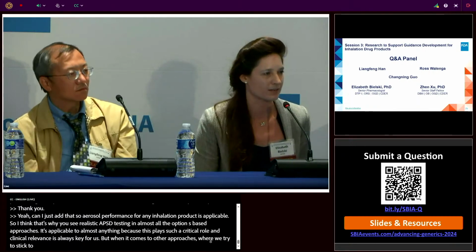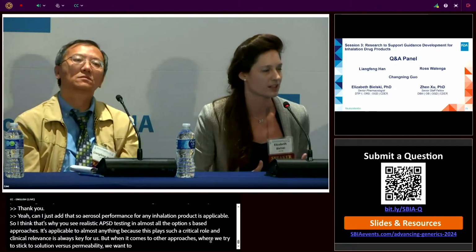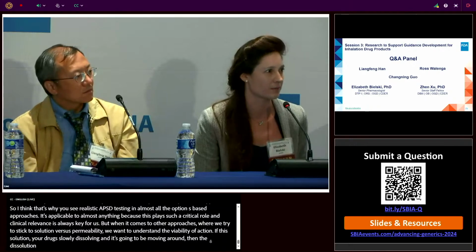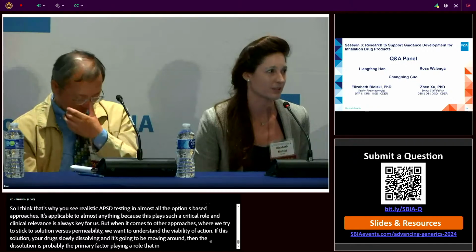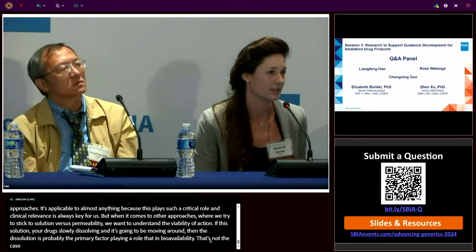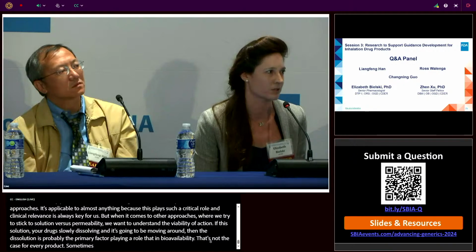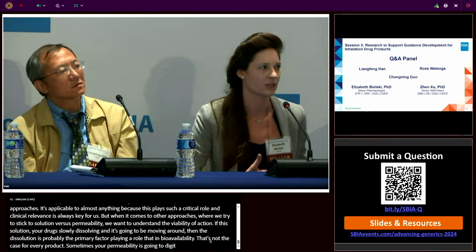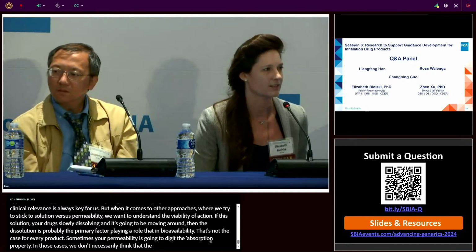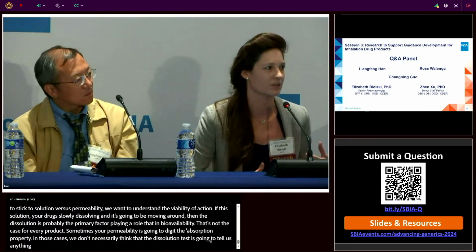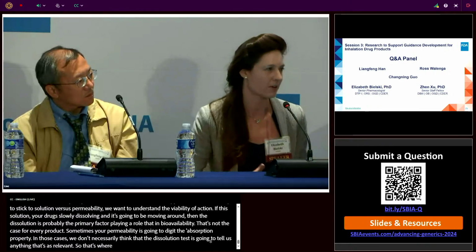If your drug's slowly dissolving, it's going to be moving around, then the dissolution is probably the primary factor that's playing a role in that bioavailability. And that's not the case for every product. Sometimes you have something that's fast dissolving, and your permeability is going to be the thing that's dictating its absorption properties. So in those cases, we don't necessarily think that the dissolution test is going to tell us anything that's as relevant. So that's where those morphology characterizations fall in too.